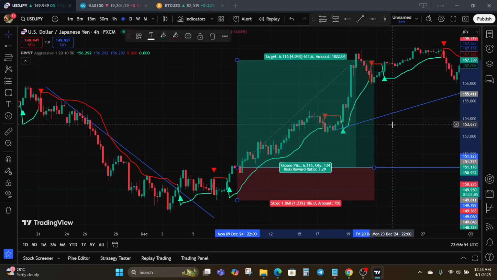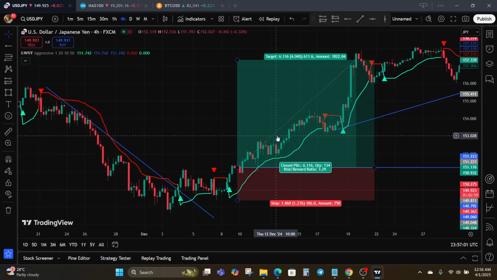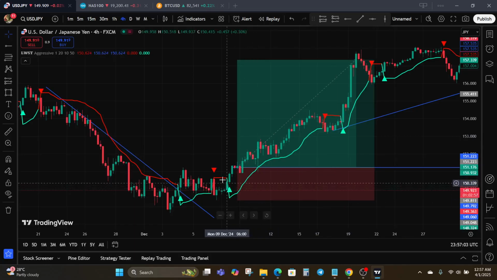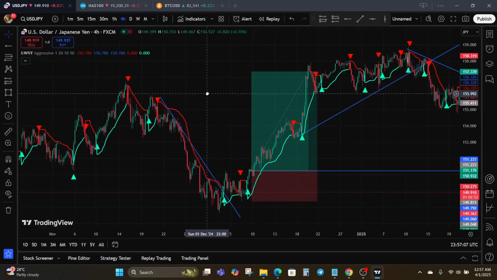Okay, so it is very, very important to take note of price action. Watch out for candlestick patterns, watch out for chart patterns. It's very important because they help to confirm the signals given to you by the indicator, in this case the liquidity weighted SuperTrend indicator.